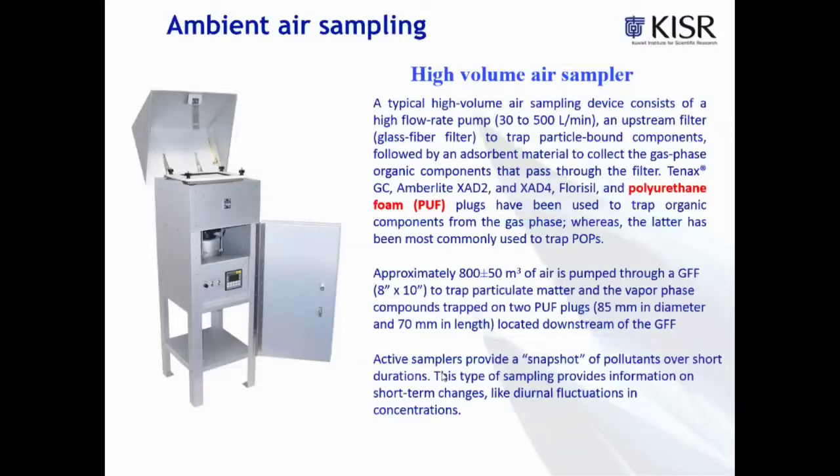This kind of adsorbent is the one that has been used everywhere to collect these air samples, even in the GAPS project, in the GRULAC project, everywhere. Normally 800 cubic meters of air is pumped through the glass fiber filter to trap particulate matter, and the vapor phase compounds are trapped on two PUFs located downstream of the filter. The active sample provides a snapshot of pollutants over a short duration. This type of sampling provides information on short-term changes, like diurnal fluctuations in concentration.